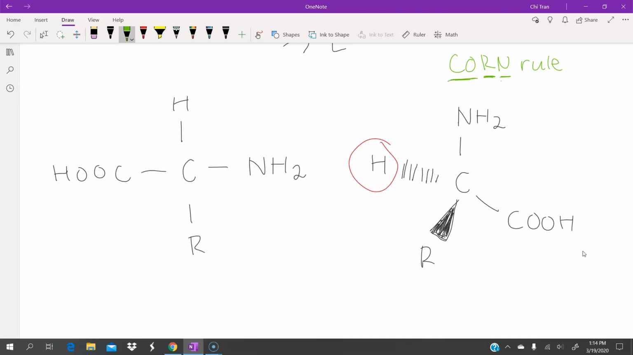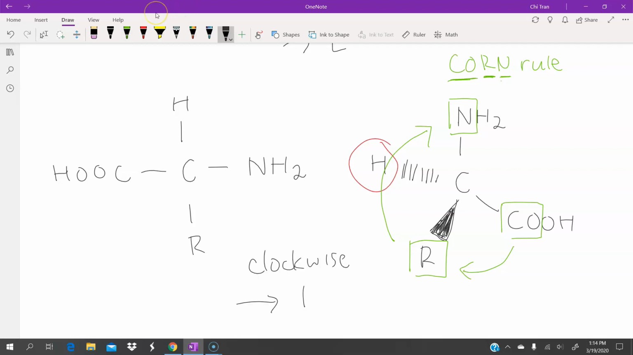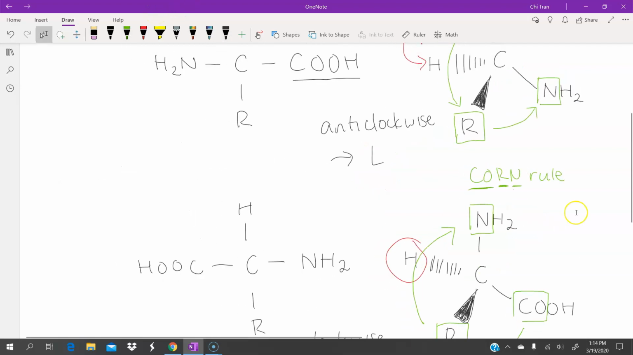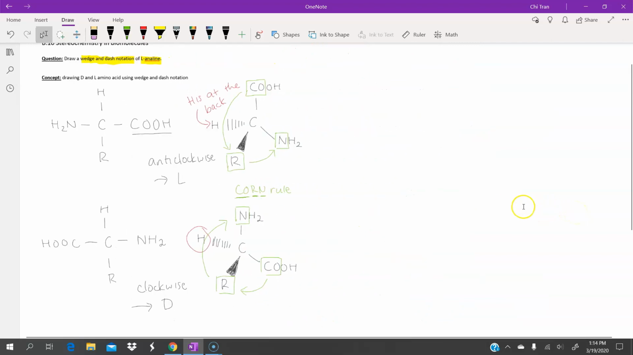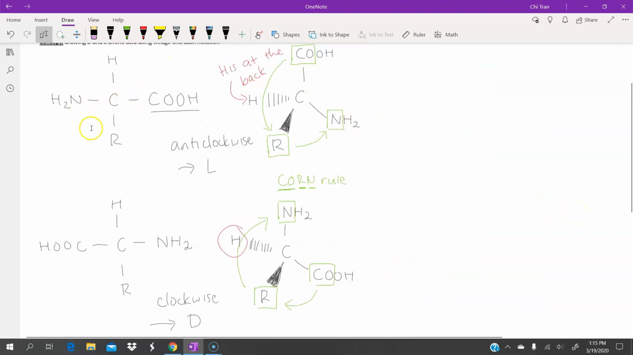But now we can still apply the CORN rule. So we have CO, R, and N. And this time, we are going in this direction, which is clockwise. That means it's a D amino acid. And zoom out so you can see how this molecule and this molecule here are mirror images of each other, and their wedge and dash notations are also mirror images of each other.